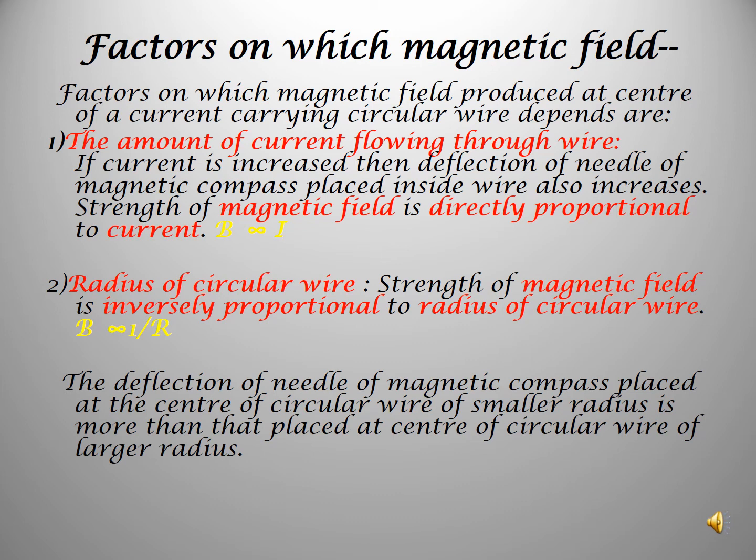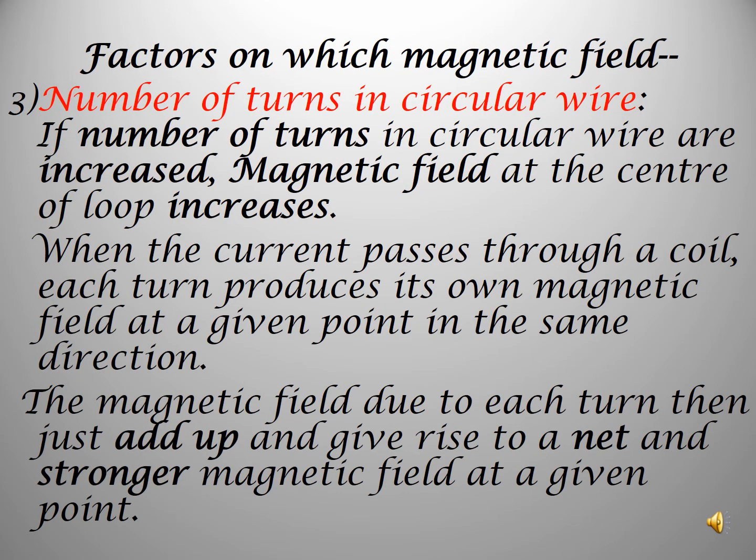The deflection of the needle of a magnetic compass placed at the center of a circular wire of small radius is always more than that placed at the center of a circular wire of larger radius. Third factor, number of turns in the circular wire. If the number of turns in a circular wire is increased, the magnetic field at the center of the loop increases.